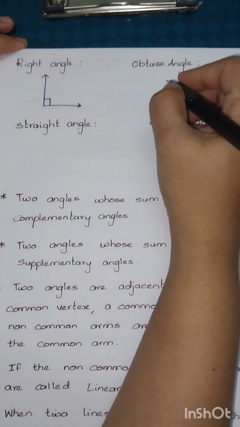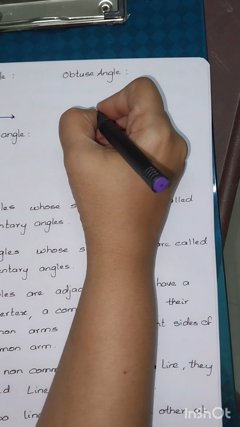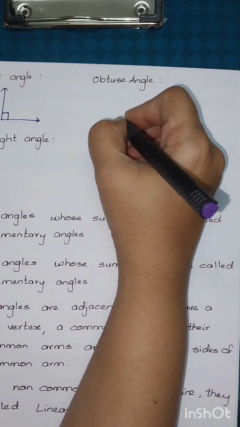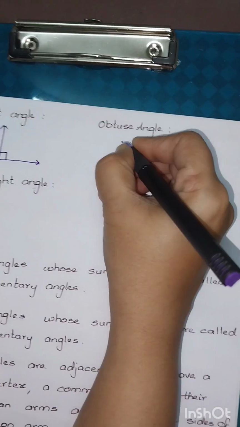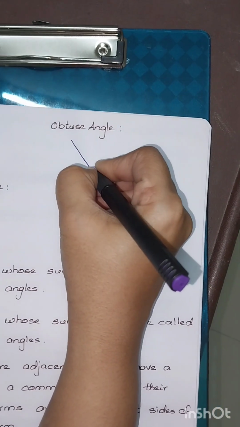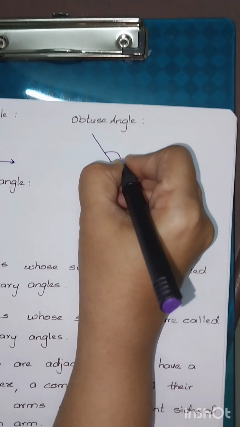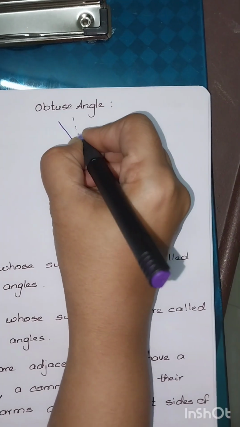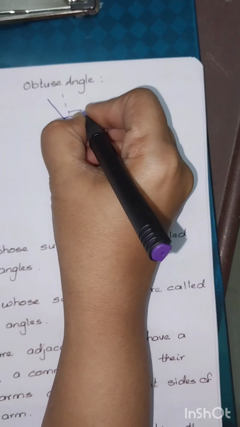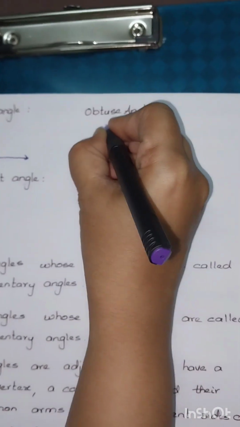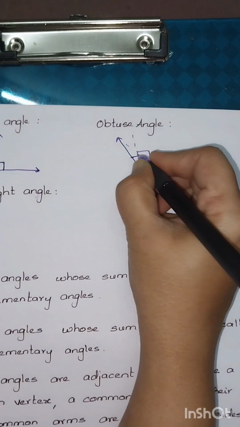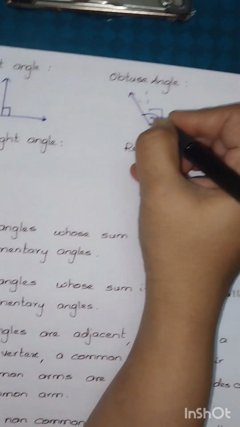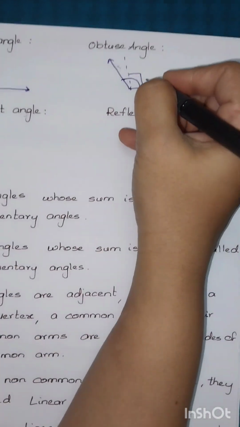Now, what is an obtuse angle? An angle formed between both the rays, if it is greater than 90 degrees. See, this angle is greater than 90 degrees, right? This is 90, but this angle which is formed by these two rays is greater than 90 degrees. This is called an obtuse angle.